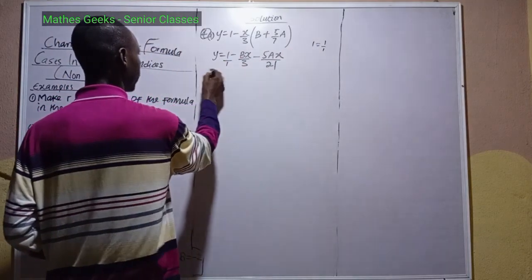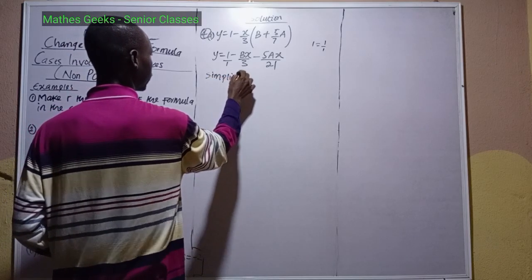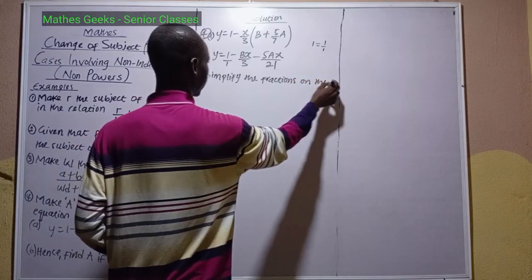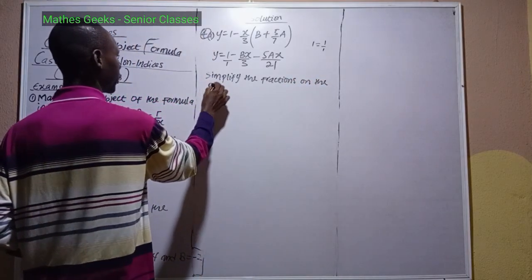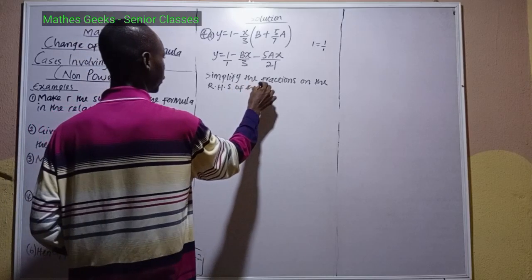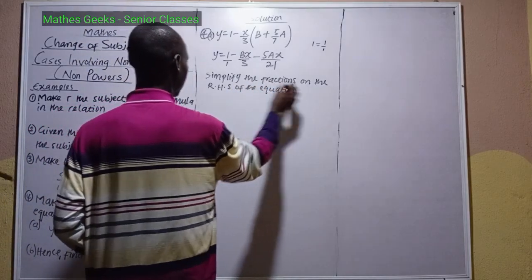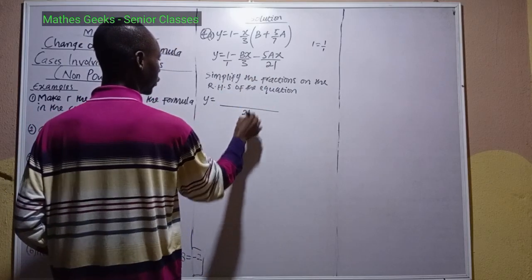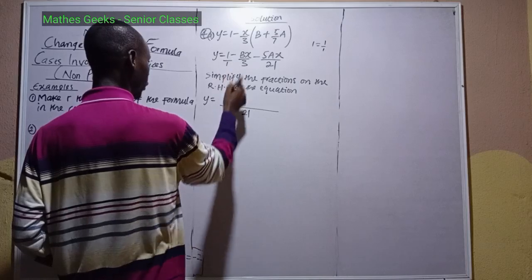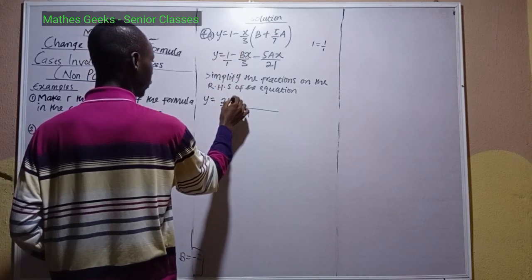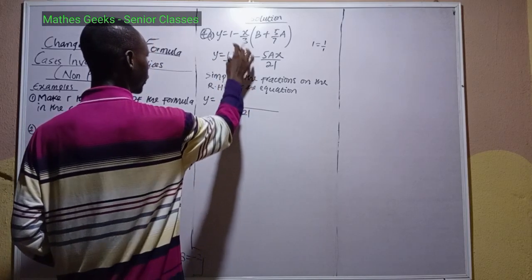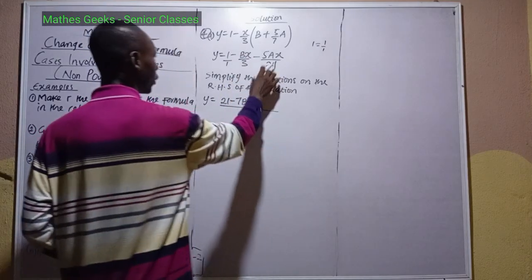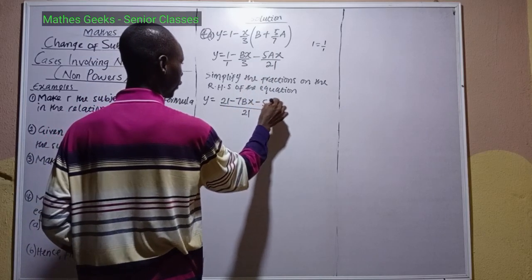So I can simplify here. Next is to simplify the fractions on the left hand side and the right hand side of the equation. Y is equal to, the LCM is 21. 21 into 21 is 1, 1 times 1 is 21. 21 into 3 is 7, 7 times BX, 7BX. And 21 into 21 is 1, 1 times minus 5AX is minus 5AX.